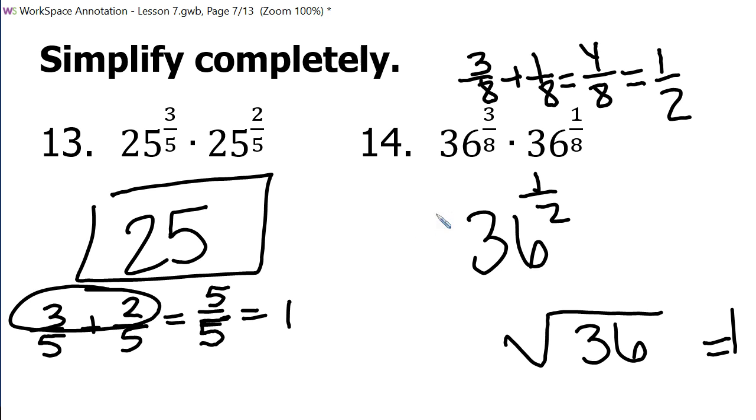So most of the time, these will simplify to just one number. So if you have more than one number in your problem, you probably need to simplify some more. So if it's a rational exponent, convert it to radical form.